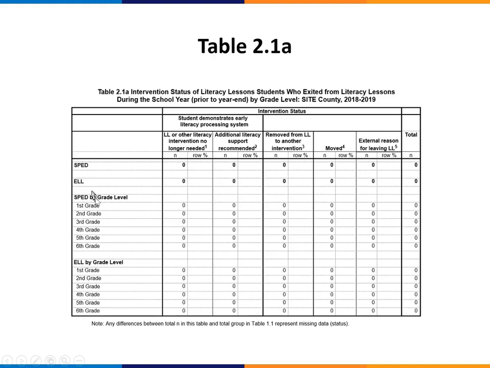And then below, it breaks it down not only by SPED and ELL, but by the grade level within SPED and ELL, just reporting the number and percentages. The percentages will add up across the rows, so they should add up to 100%.